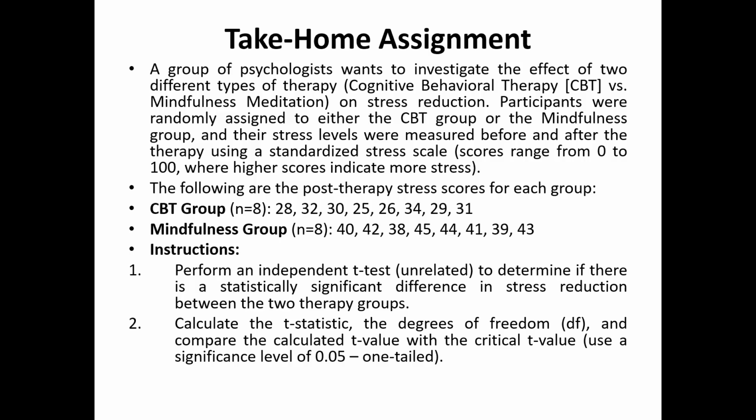So you perform an independent t-test, that is an unrelated t-test, to determine if there is a statistically significant difference in stress reduction between the two therapy groups. Make sure you use one tail, alpha at 0.05 for significance level, do your analysis and then make your conclusion. You can reach out to me for us to discuss this if you have issues.